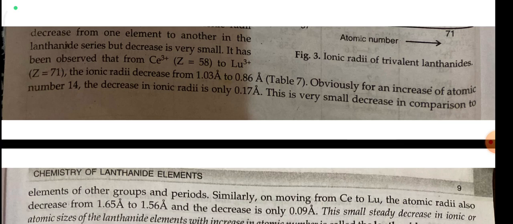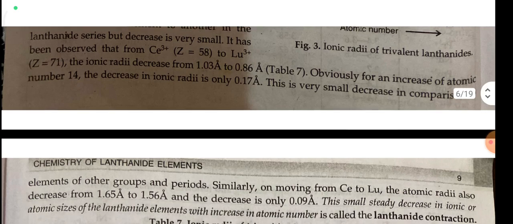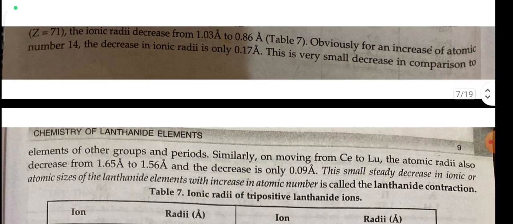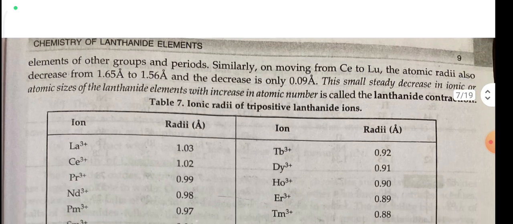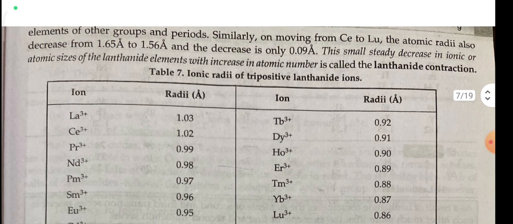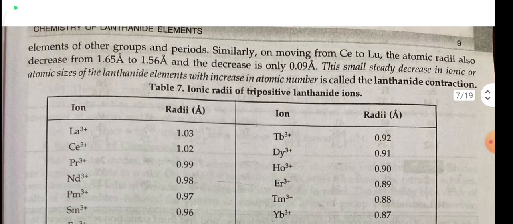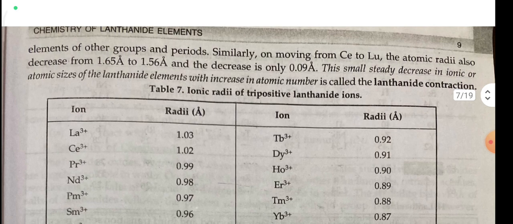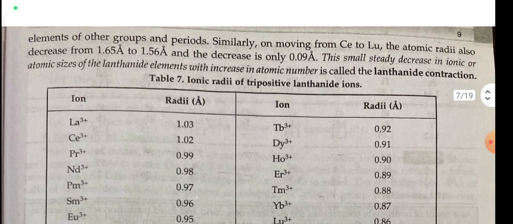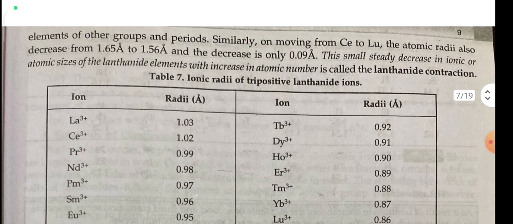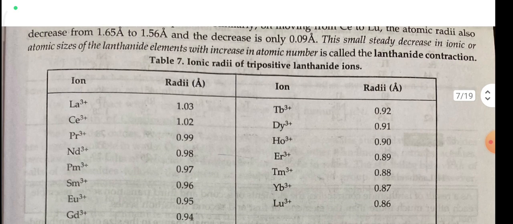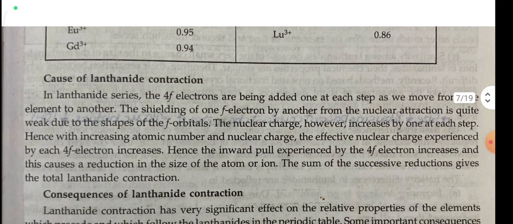Obviously, for an increase of atomic number of 14, the decrease in the ionic radii is only 0.17 angstrom. This is a very small decrease in comparison to elements of other groups and periods. Similarly, on moving from cerium to lutetium, the atomic radii also decrease from 1.65 angstrom to 1.56 angstrom, and the decrease is only 0.09 angstrom. This small and steady decrease in the ionic or atomic sizes of the lanthanide elements with increase in atomic number is called the lanthanide contraction.